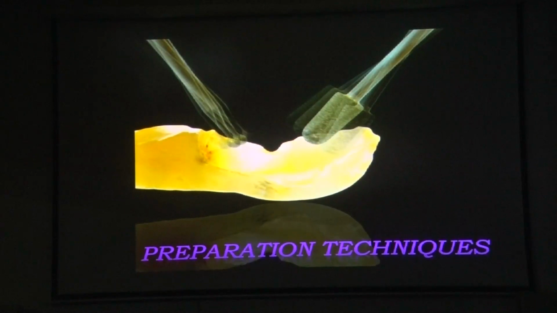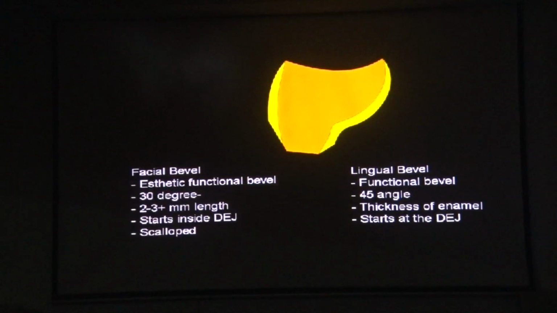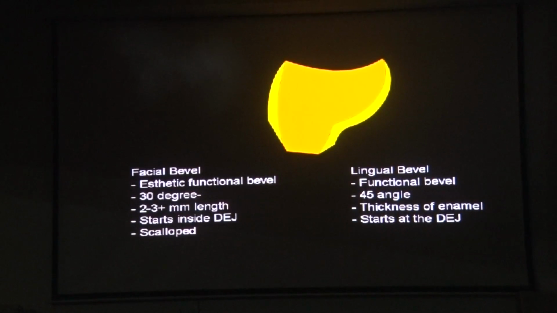Then comes the preparation technique. If you have to do aesthetic restorations, please remember you need two bevels on the labial side, if you are doing an angle build-up. Now the most common issue with angle build-up is patients coming back telling you that I can see that demarcation, I can see that line.